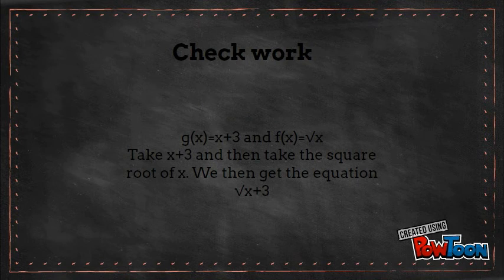So we can also go back and check our work. We got an answer g of x equals x plus 3, and then f of x equals rad x. So the way you check it is you take the x plus 3, or whatever input you have, and then you just do whatever the f of x tells you to do. So we just take the square root of x here, and that gives us the answer rad x plus 3, which is the right one.